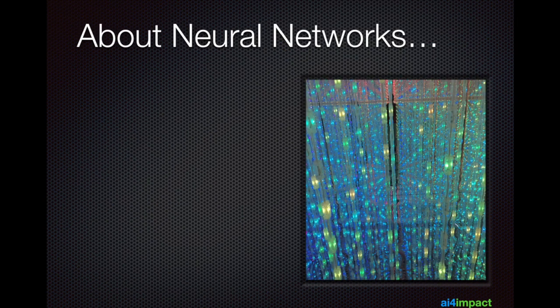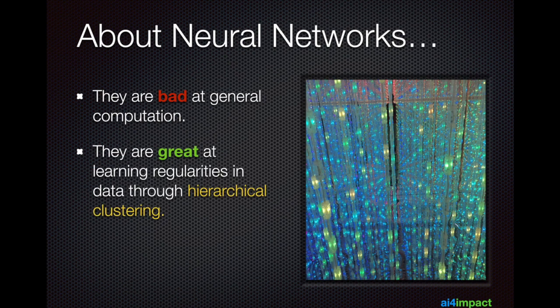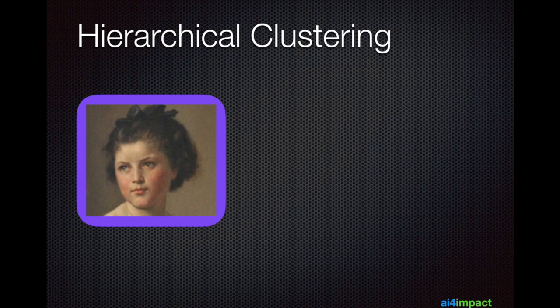The first thing you have to understand about neural networks is that they are actually quite bad at any kind of general computation. They are instead very good at learning and recognizing regularities in your data through hierarchical clustering. And this is true for most ML techniques. Let me explain what this means.